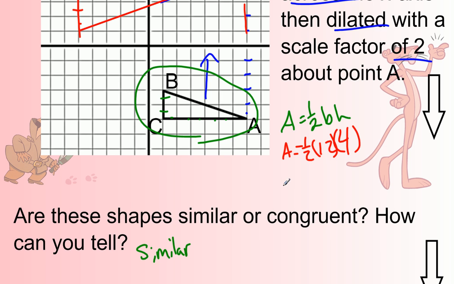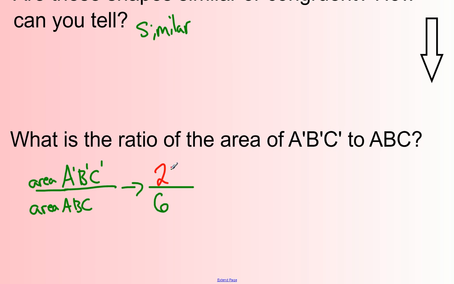And that should give me my area. Half of 12 is 6, and 6 times 4 is 24. So the ratio of the area of A prime, B prime, C prime to the area of ABC is 6 to 24, which can simplify down to 4 over 1.